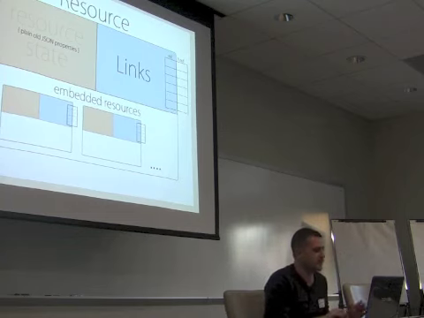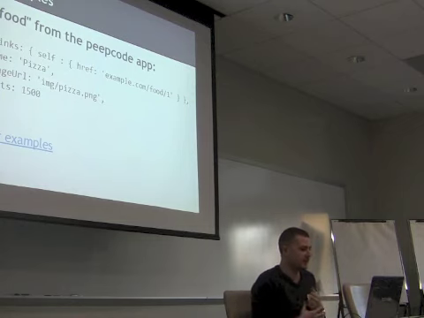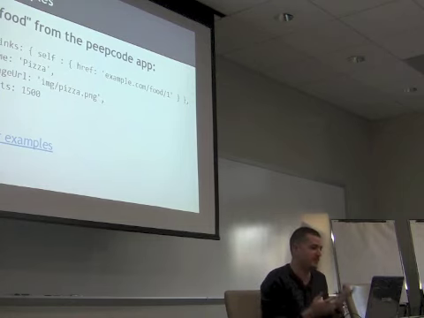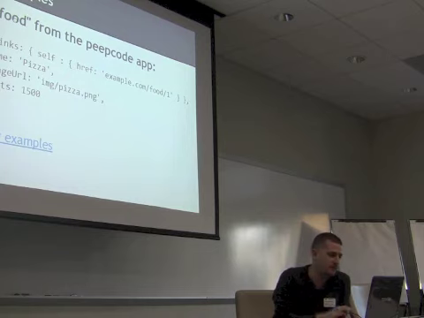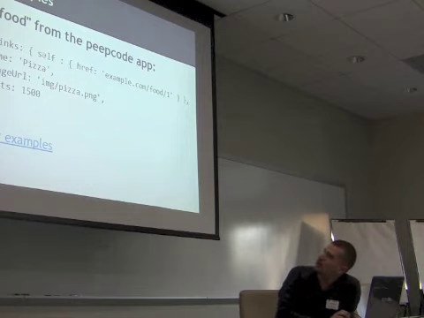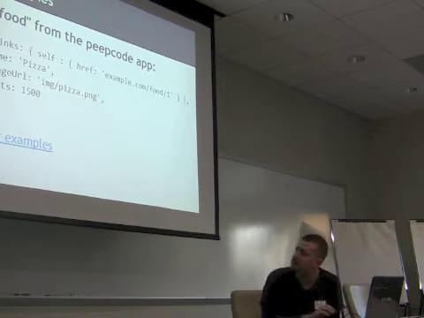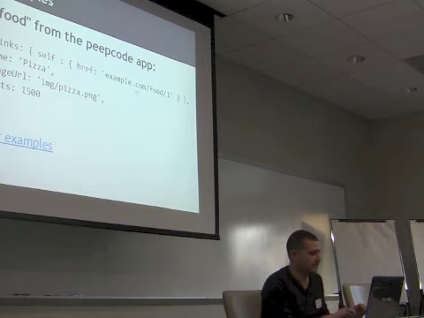Okay, well, that's a lot of words. Here's an example of a resource, right? So this is a food resource from the peepcode application. We see the special property here called links. It's got one link named self, and self has an href to some URL. So let's look at some other examples.